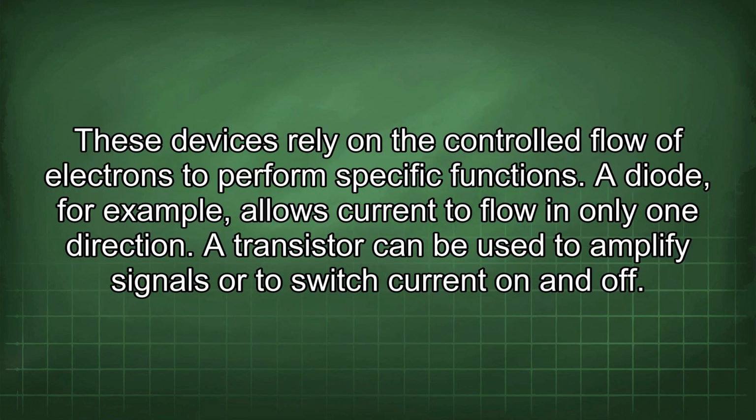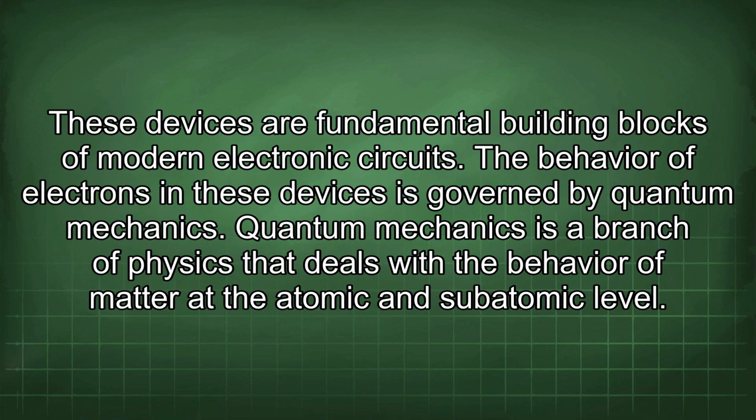These devices rely on the controlled flow of electrons to perform specific functions. A diode, for example, allows current to flow in only one direction. A transistor can be used to amplify signals or to switch current on and off. These devices are fundamental building blocks of modern electronic circuits. The behavior of electrons in these devices is governed by quantum mechanics.